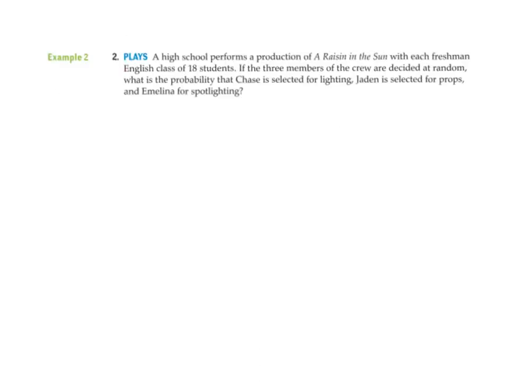So again, let's have a look at the same thing. We're looking at this nPr button. If we did 18 and then we press the P and we want 3, if you remember, Chase wants the lighting, Jaden wants the props, and Emmalina wants the spotlight. So there's your working out.